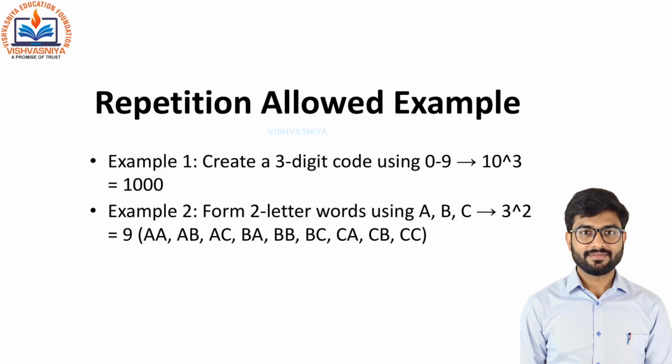Example 1. Create a 3-digit code using the digits 0 to 9 with repetition allowed. Total codes equals 10 raised to the power 3 equals 1000. Example 2. Form 2-letter words using A, B, C, where repetition is allowed. Total equals 3 raised to the power 2 equals 9. AA, AB, AC, BA, BB, BC, CA, CB, CC.